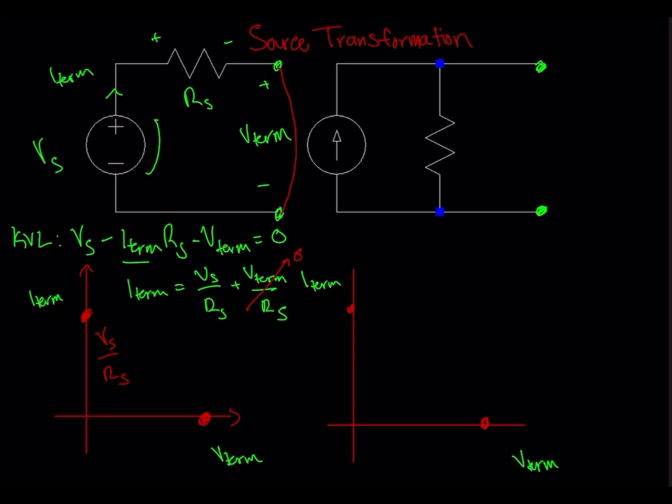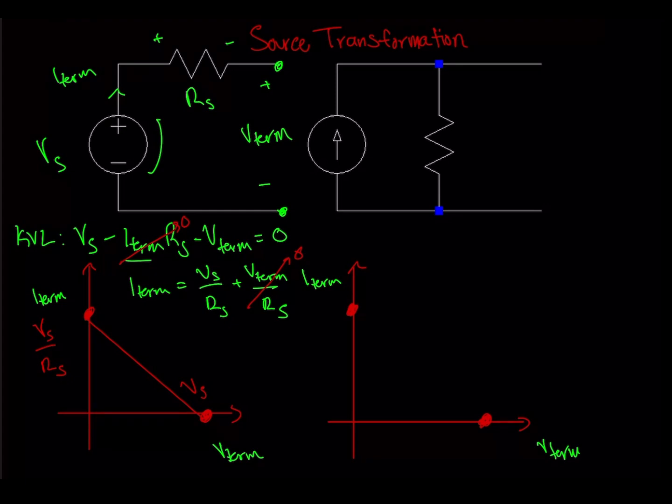And likewise here, if we're on the V terminal axis, that means I terminal is 0. So this term here would go to 0. And we would just be left with Vs equaling the terminal voltage. So the voltages here would be the same. And that also makes sense because if there's no current going through this resistor, there's no voltage drop, which means Vs is equal to V terminal. So those are the endpoints of our circuit's terminal behavior.